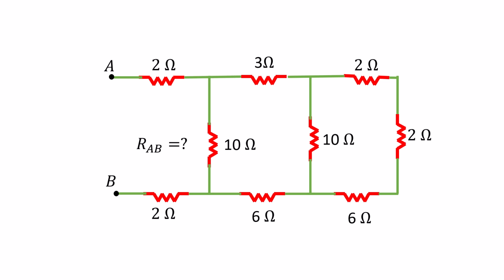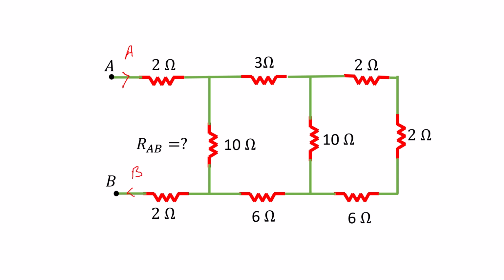Okay, let's find the equivalent resistance between points A and B. First of all, let's understand the meaning of A and B. The meaning of A and B is that the current enters from point A and exits from point B. Now, here are the mixed combinations.